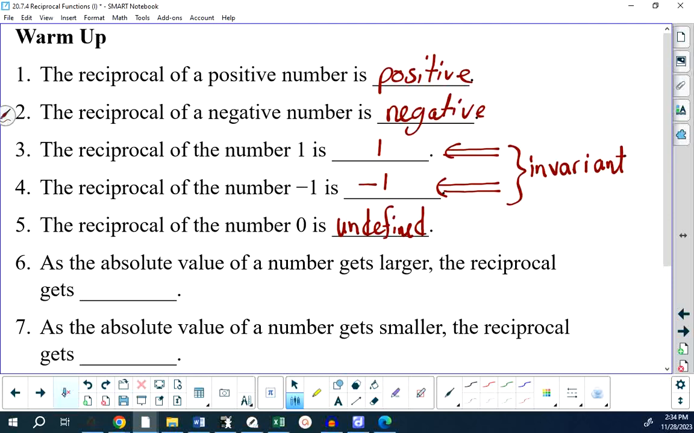6 and 7 are very important: as the absolute value of a number gets larger. So I want to just stop for a second and explain what I mean by absolute value here. You know what absolute value means, but my point is forget about negatives for this. Imagine there are no negatives in the universe. As a number gets larger, what happens to the reciprocal? So you can try taking the reciprocal of 2, and then the reciprocal of 3, and the reciprocal of 100. But what you will discover is as you take the reciprocal of a bigger and bigger number, you're left with a smaller and smaller result.